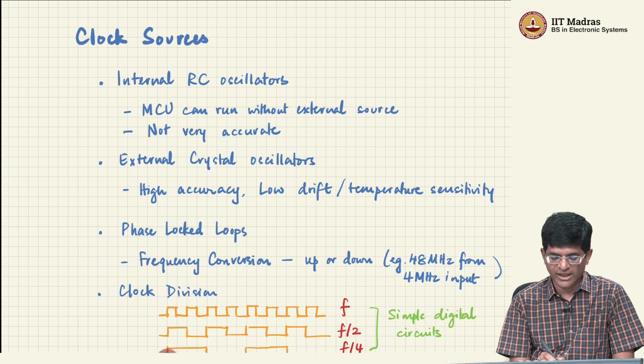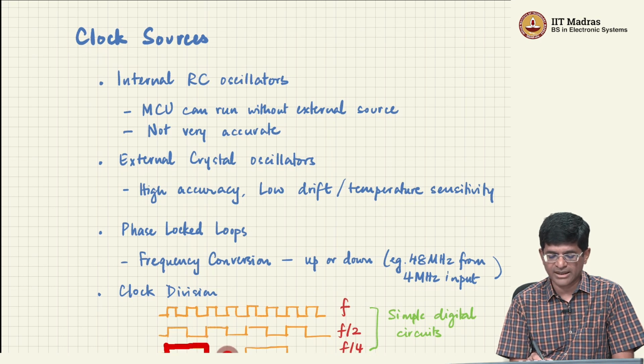What if I instead said on the first cycle make it high, skip the next cycle, wait for one more cycle and then make it go low, skip another cycle, make it go high, skip a cycle, make it go low. I've got f by 4, right? What if I do go up, skip 2 cycles, go low, skip 2 cycles, go high, I've got f by 6.